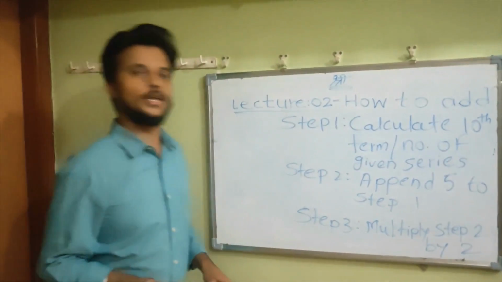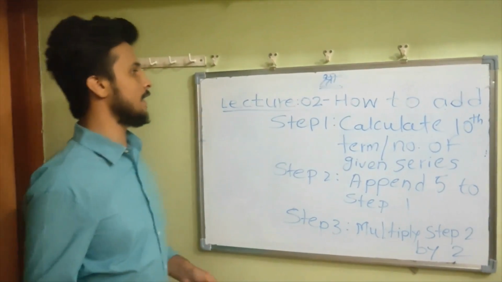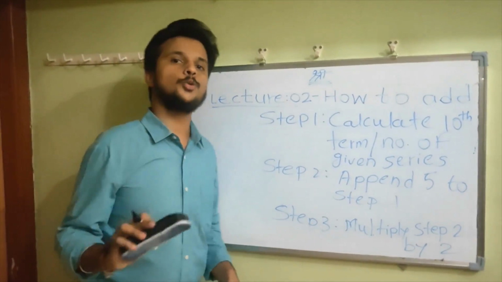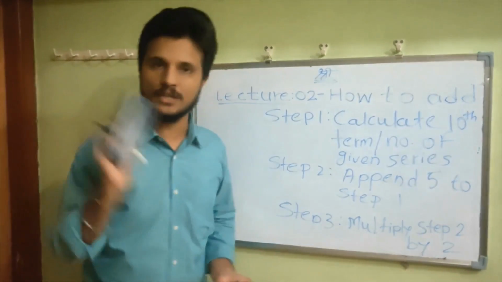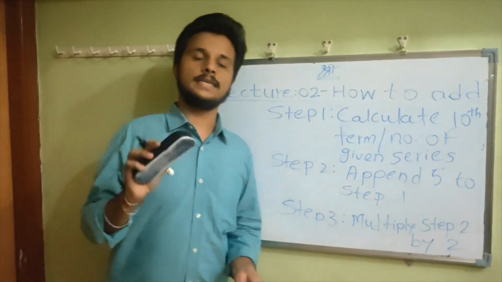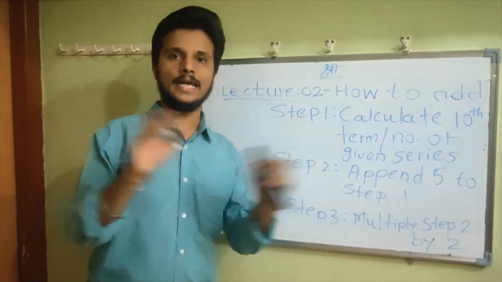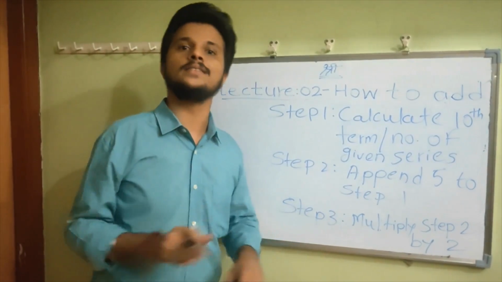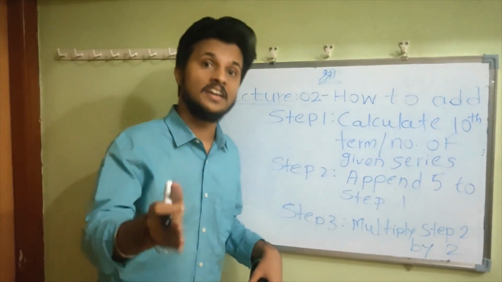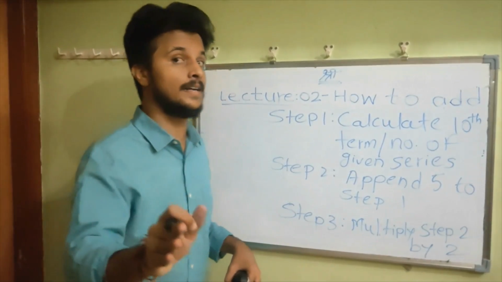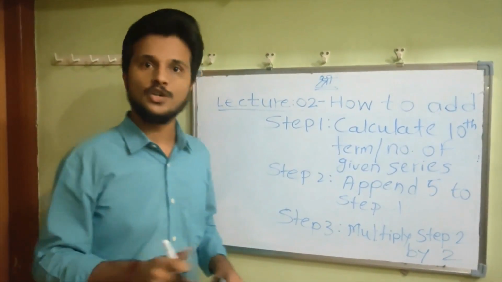So that's it for today's lecture. In the next lecture, we'll see how to add 10n consecutive numbers within 10 to 15 seconds. That is, say, a number series having 10 numbers, 20 numbers, 30 numbers, 80 numbers, 110 consecutive numbers. The only constant is consecutive numbers.